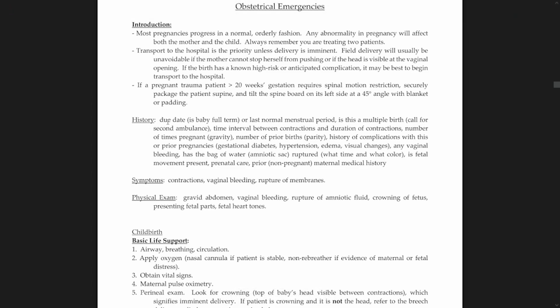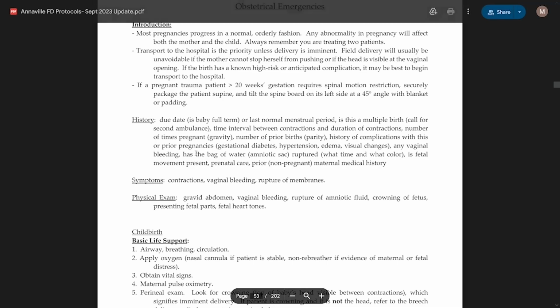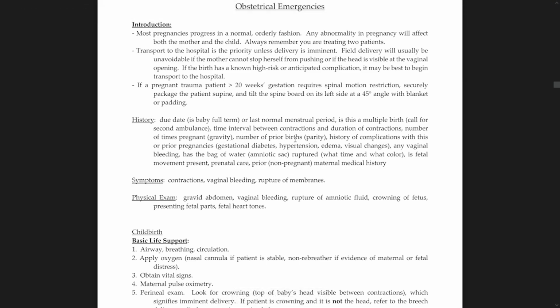For history, you want to check the due date. Is the baby full term? When was the last known normal menstrual period? Is this a multiple birth? If it is, you want to call for a second ambulance. You want to know the time interval between contractions and the duration of contractions, the number of times that the patient has been pregnant, which is gravidity, versus parity, which is the number of prior births.